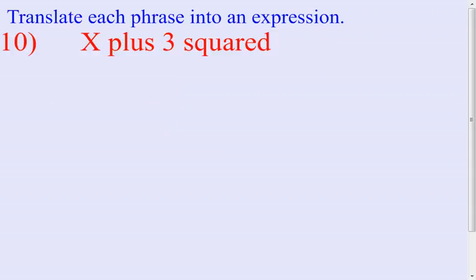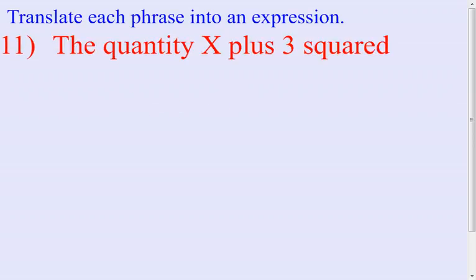Okay. Same thing here. x plus 3 squared would look like this. x plus 3 squared. Or, of course, x plus 9. Okay, that's how it looks there. But then if I say the quantity x plus 3, okay, so that quantity, x plus 3, now is one quantity, and I'm going to take that quantity and square it.